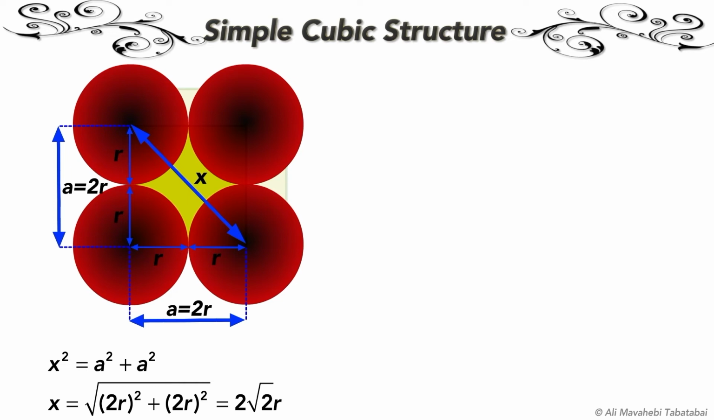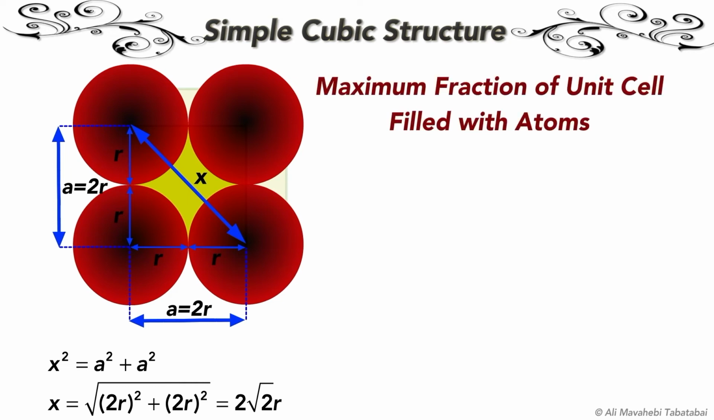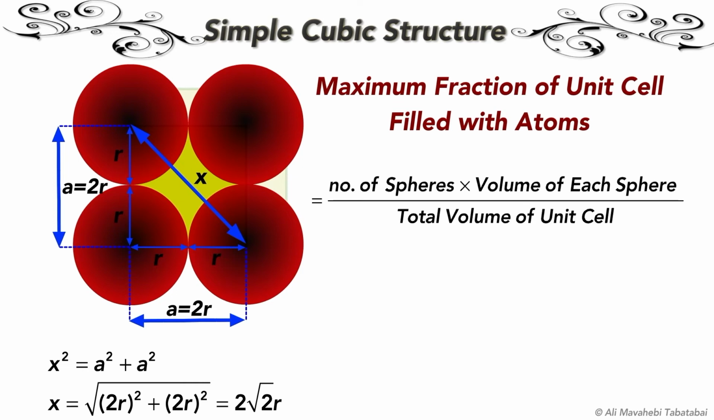Now I want to calculate the maximum fraction of the unit cell which is filled with atoms. This is also referred to as atomic packing factor, or APF. The result gives us a better understanding of how dense a simple cubic structure is. Since the unit cell contains 1/8 of an atom at 8 corners, I can say the total number of atoms for each unit cell is 1 atom.